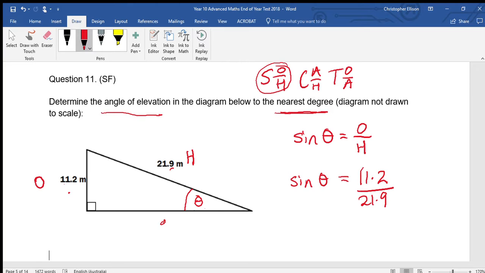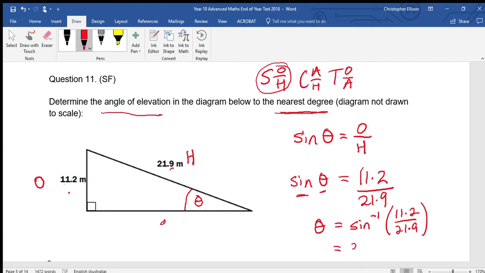The next step is to rearrange the equation to find the unknown. Now our unknown is theta, so we need to get rid of this sine section. In order to get sine over to the other side of the equation, you need to do the opposite of sine, or what we call sine inverse. So we rewrite theta equals sine inverse, or sine to the power of negative 1, which you press shift and then sine on your calculator to work out.